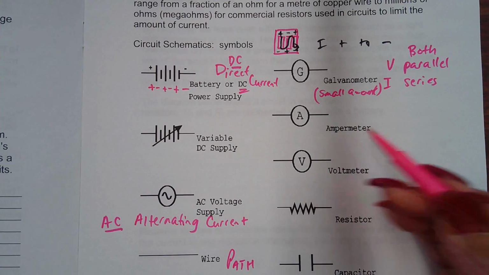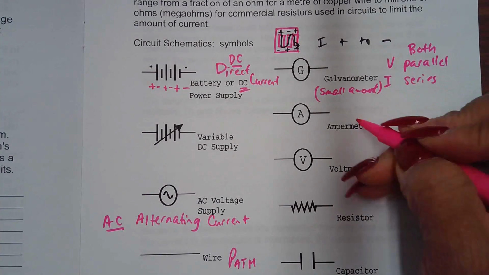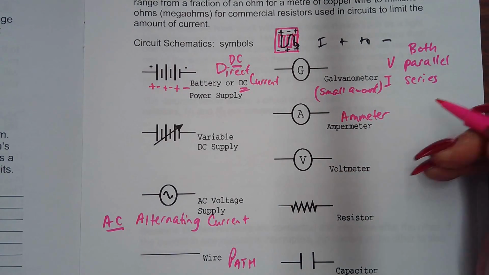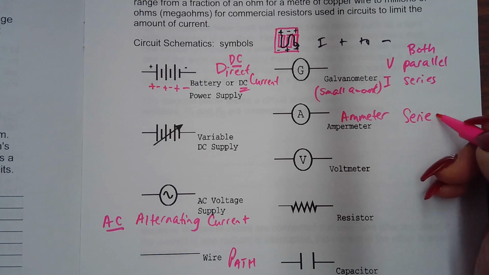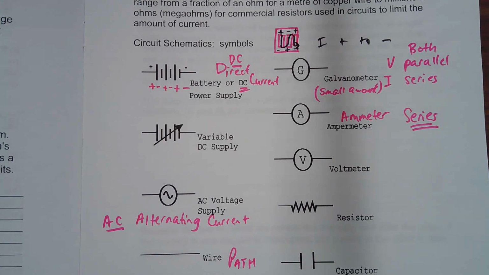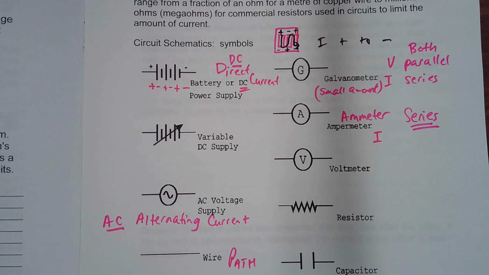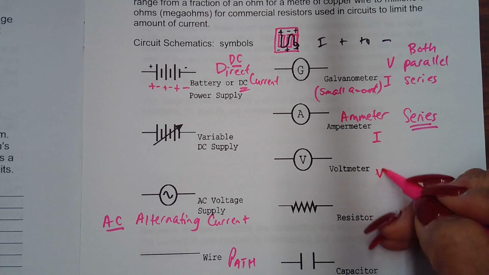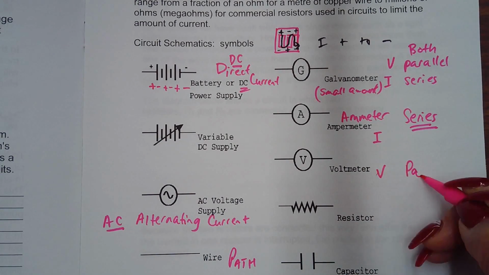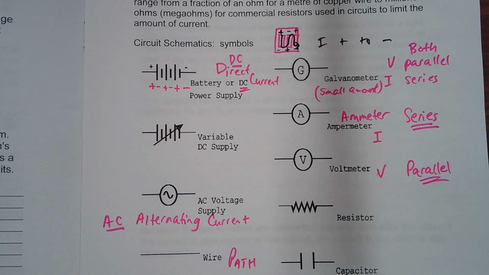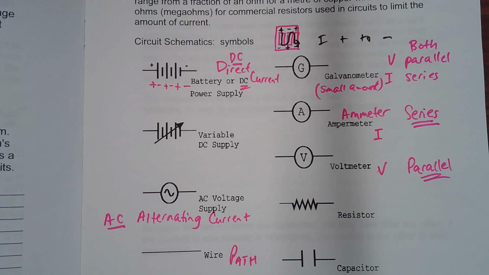An amp meter or an ampere meter, also known as ammeter, this is always connected in series, always. What do you think an ammeter measures? Amps, which is, it measures current, right? A voltmeter measures voltage, right? And it's always connected in parallel, and there's a big reason why. You'll see later why one is in series and why one is in parallel.